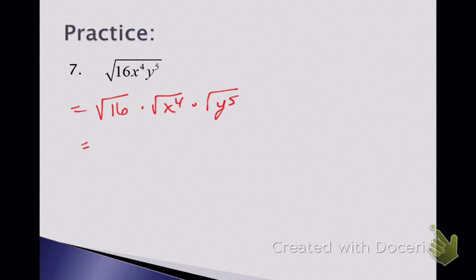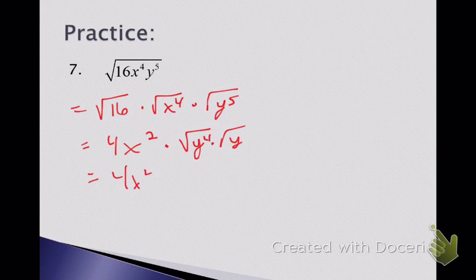Where the square root of 16 is obviously 4. The square root of x to the 4th is x squared. And the square root of y to the 5th we can rewrite as the square root of y to the 4th times the square root of y, where the square root of y to the 4th is just y squared. So we get 4x squared y squared times y times the square root of y. Okay? And that's it.